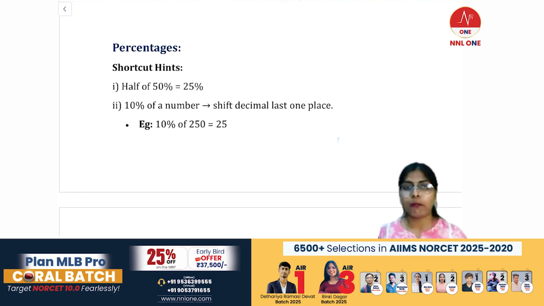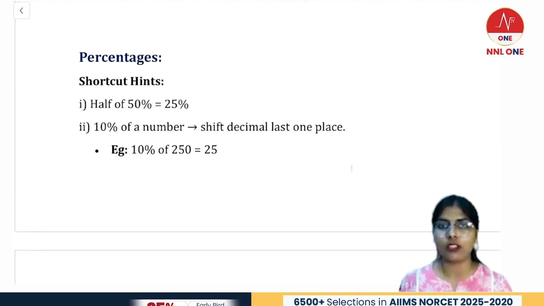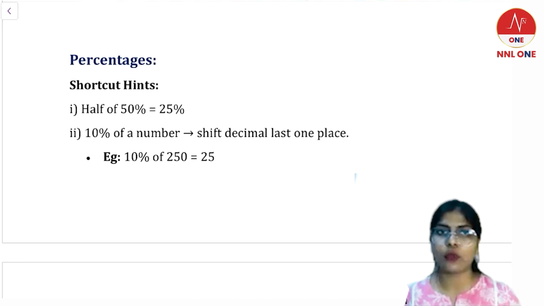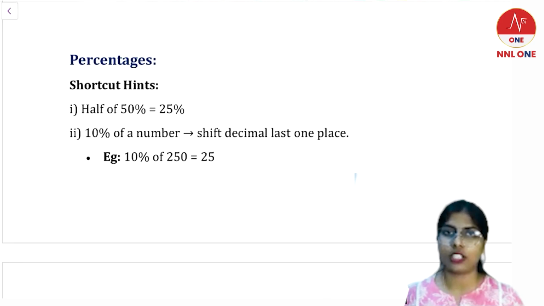Next, before going for any competitive examinations, you should be very strong in 3 topics. That is percentages, ratio and proportion, and average, because these are the basic concepts you should know before going for any competitive examinations for the subject aptitude. So these topics are very important. So I brought you some shortcut hints, and I'll also teach you and we'll see some problems regarding it.